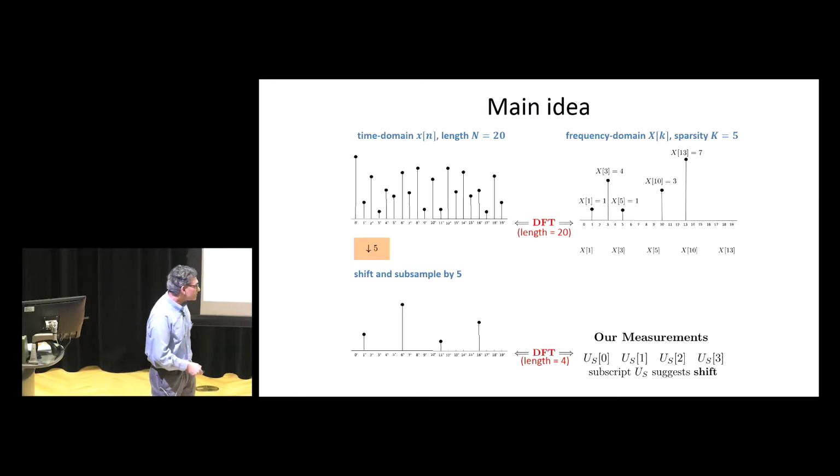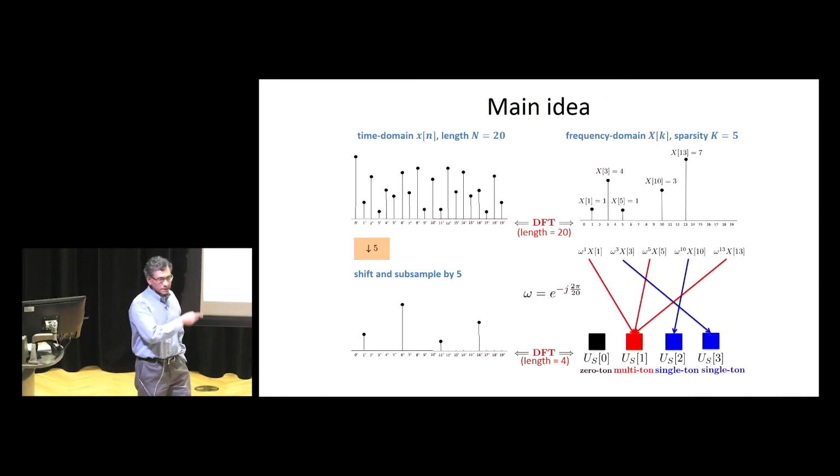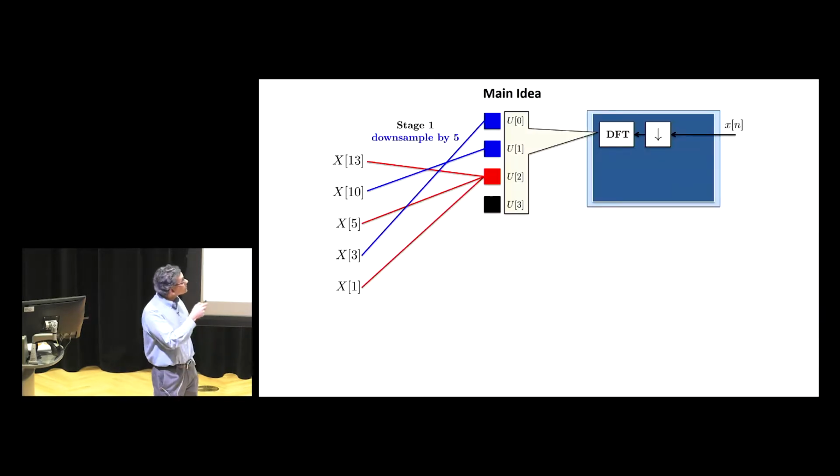So our measurements are U. I'll call U sub S the index for the shifted versions. And in particular, it's the same pattern, except the weights are now multiplied by omega, or W, e to the minus j 2 pi over 20. And note that the weights are distinct for the 5 symbols, and that will allow you to identify which coefficient, if it was a singleton, is the culprit.